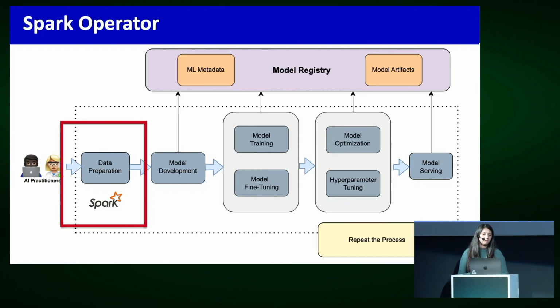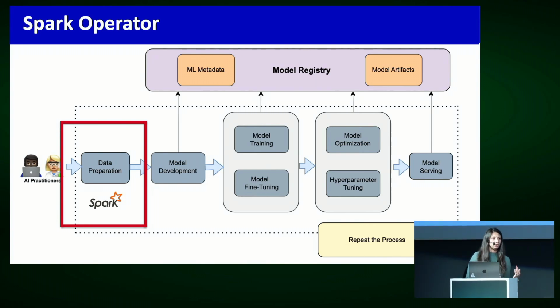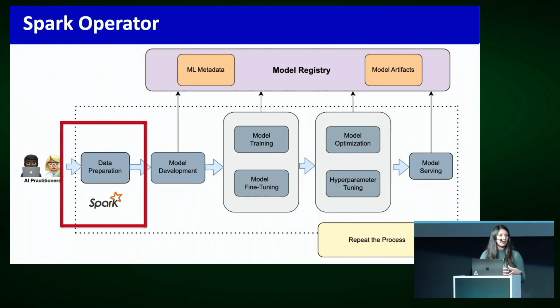The first step of the ML workflow is data preparation. This is an essential step before we move on to modeling and training. In this stage, we work with the raw data and we focus on ingesting, cleaning, and transforming large datasets efficiently. To support this, Kubeflow leverages the Spark operator as an external component, and it can be installed separately and integrated seamlessly with Kubeflow pipelines, enabling scalable and distributed data processing.